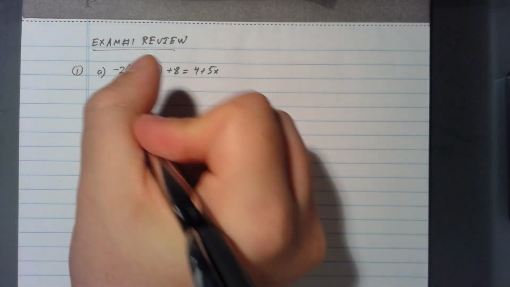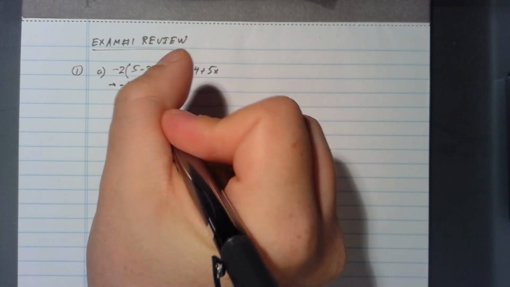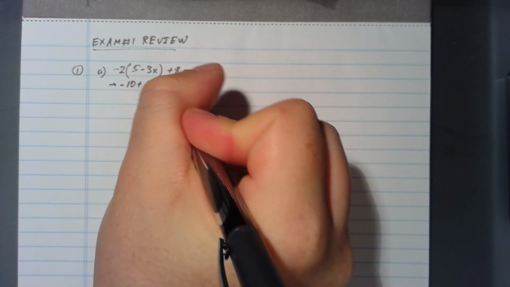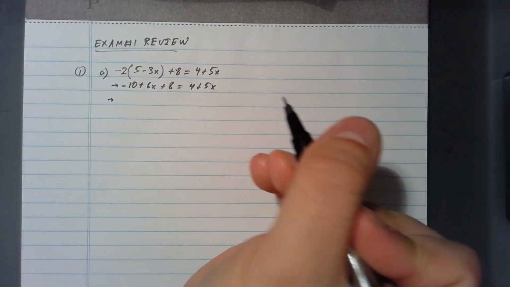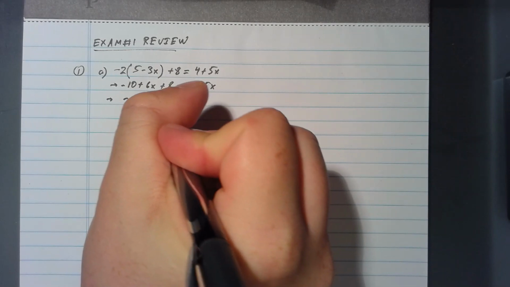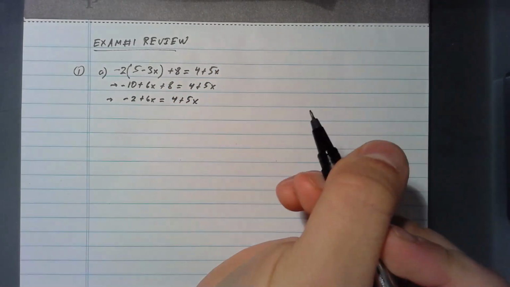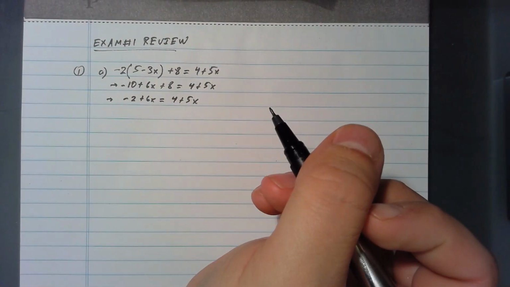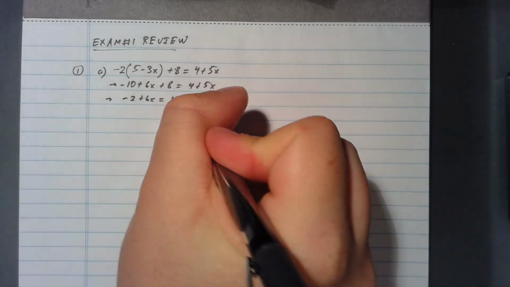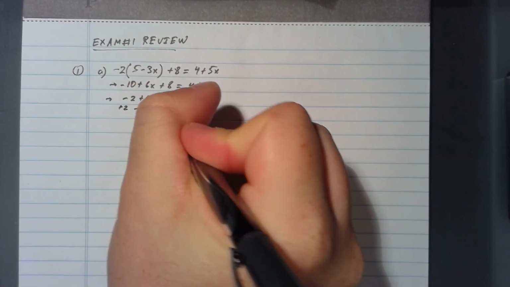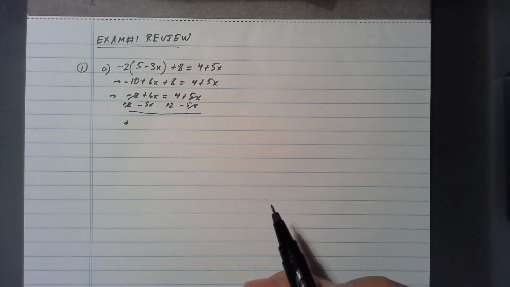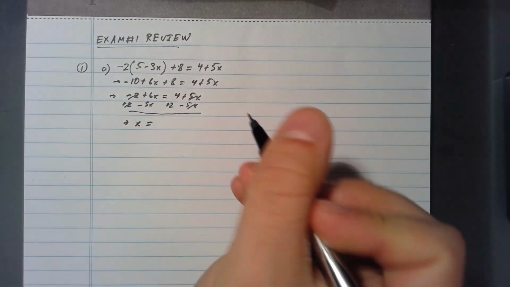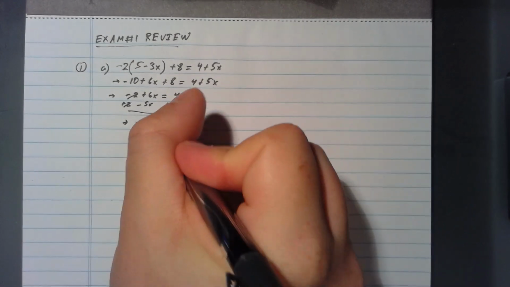So distribute the -2: -2 times 5 is -10, times -3x is positive 6x, plus 8 equals 4 plus 5x. Combine terms on the left, so -10 plus 8 is -2, plus 6x equals 4 plus 5x. Now you want to get the x's on one side and the numbers on the other, so subtract 5x from both sides, and add 2 to both sides. So 6x minus 5x is x equals 4 plus 2 is 6.